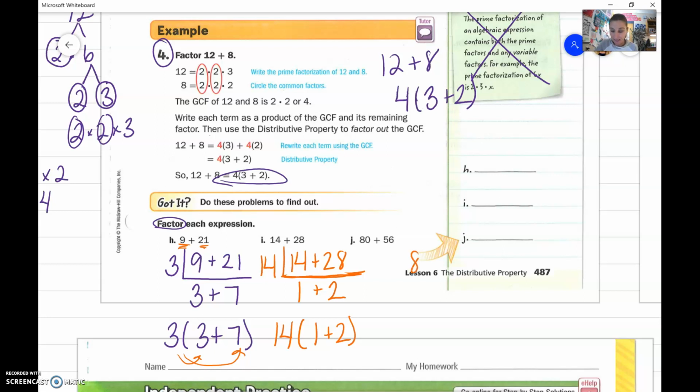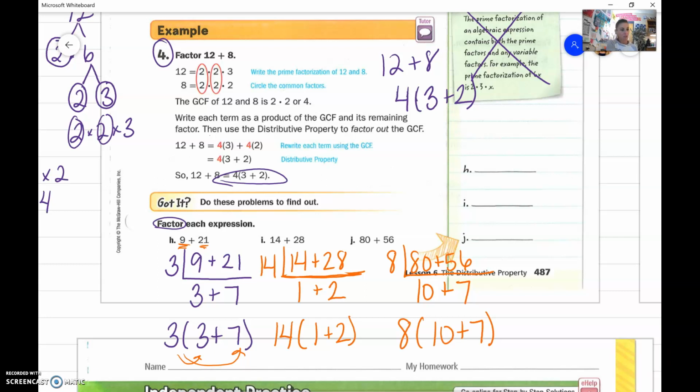Now I'm going to move on and take a look at 80 plus 56. When I look at 80 plus 56, I know that the greatest common factor of both of those numbers is 8. So 8 times 10 is 80, plus 8 times what gives me 56? 8 times 7. Now looking at 10 and 7, do they have another common factor that is greater than 1? Nope, just 1. So I know that the answer is 8 in parentheses, 10 plus 7.